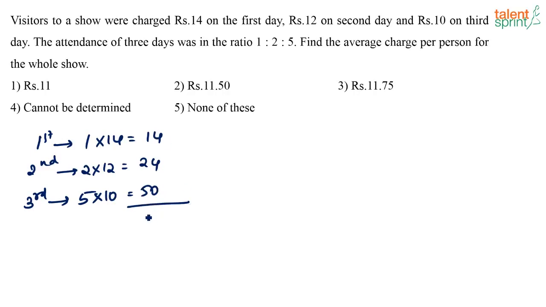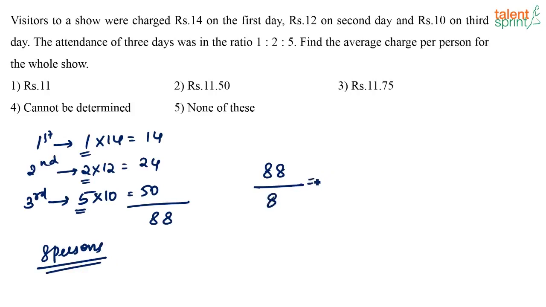So, totally how much amount is collected? 88 rupees is collected. Now, find the average charge per person. So, totally how many people have gone? On the first day 1 person goes, on the second day 2 people go, and on the third day 5 people go. So, totally 8 persons have attended the show. So, what is the average amount that is collected per person? 88 divided by 8, which is equal to 11. That is option 1.